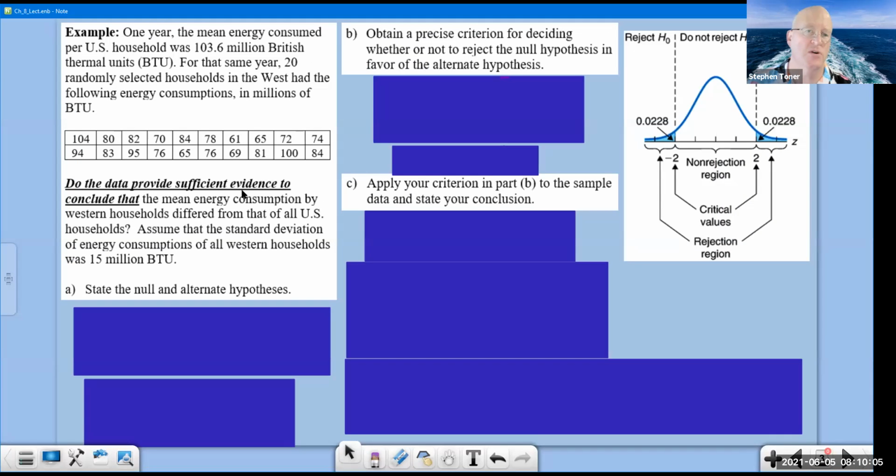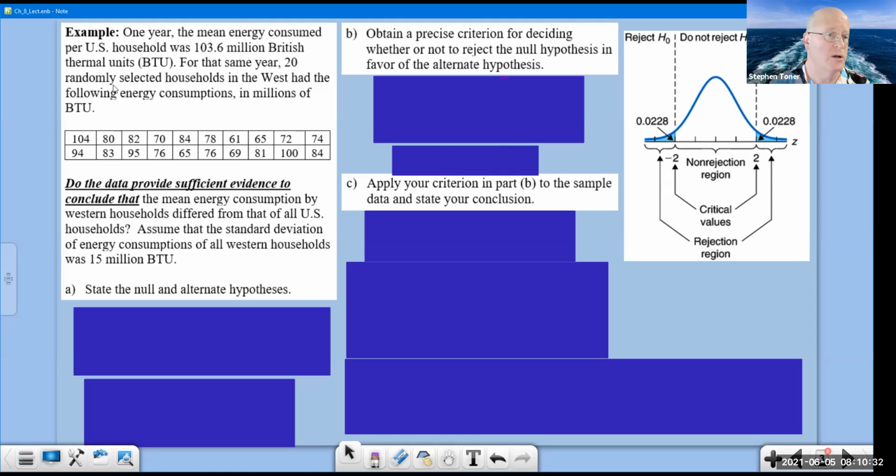Now, here's our first example, and British thermal units, BTUs, are probably not familiar to you unless you're looking closely at your gas bill for your apartment or home. And it says here, in one year, the mean energy consumed per US household was 103.6 million BTUs. Okay, that was based on data, and that was for all US households.